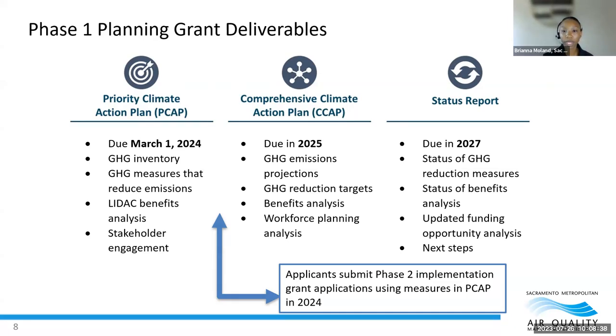So in between the first and second deliverable, applicants would need to submit their phase two implementation grant applications using measures in the PCAP in 2024. So that PCAP is the necessary document for the phase two implementation grants.